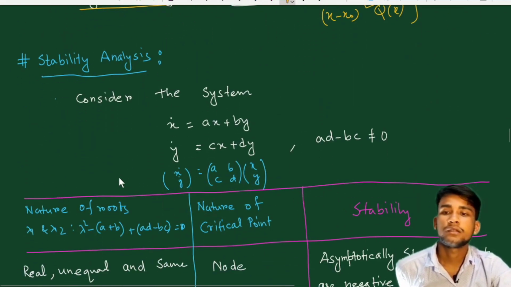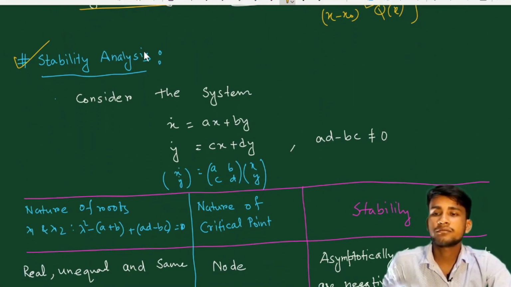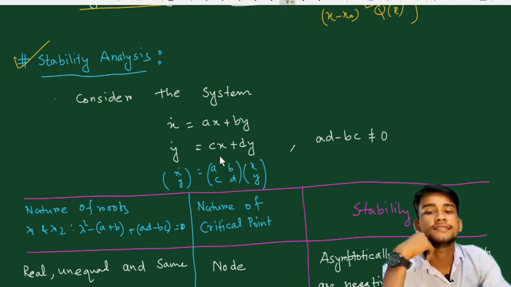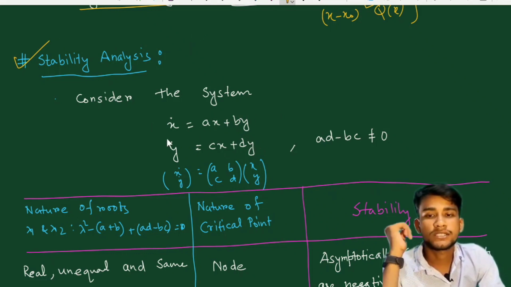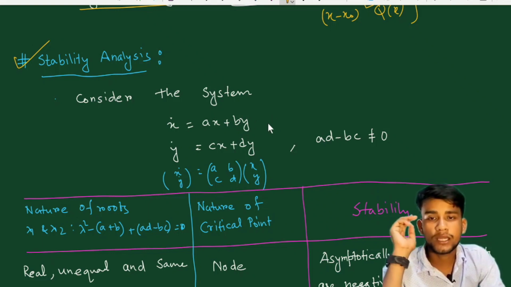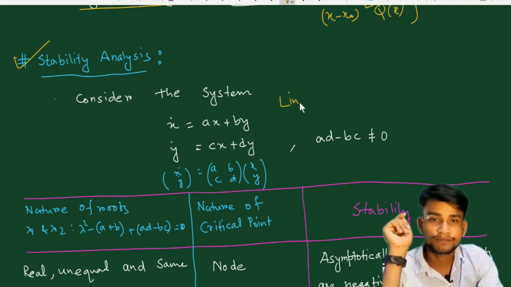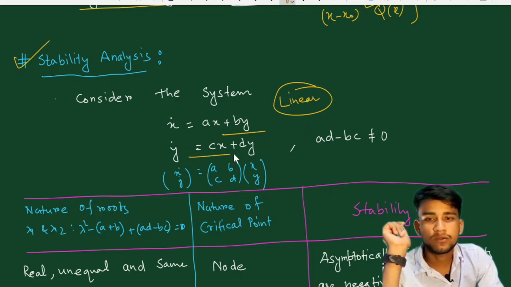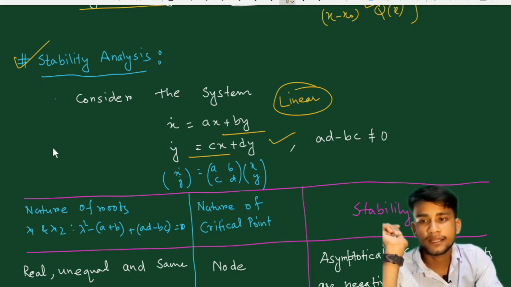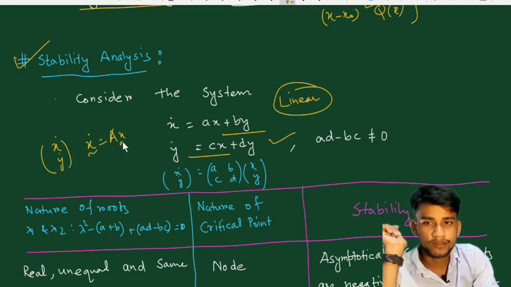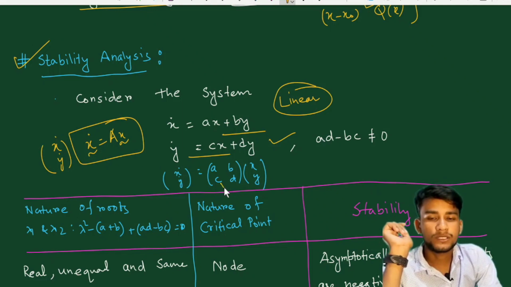Now this is also a very important topic, which is stability analysis. Consider the system x dot = ax + by, y dot = cx + dy, and this is a linear system. The case of non-linear systems also comes. So we can write this as x dot vector = A times x vector, where the coefficient matrix A is [a b; c d]. This is the system.